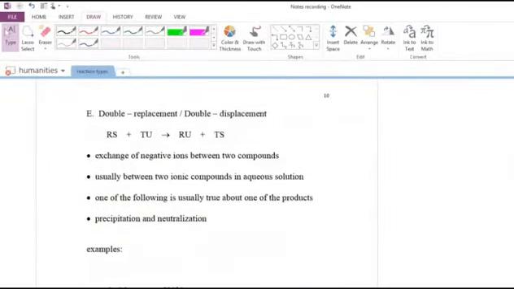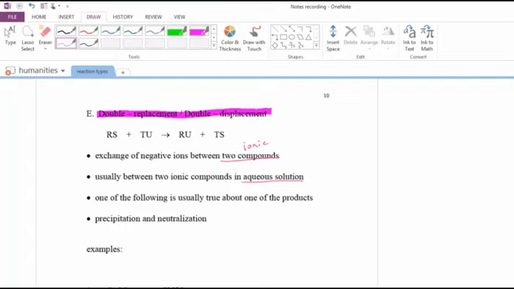Double replacement reactions. This is when we have two compounds, or two ionic compounds. We're going to exchange the negative ions. This is going to be in aqueous solution.